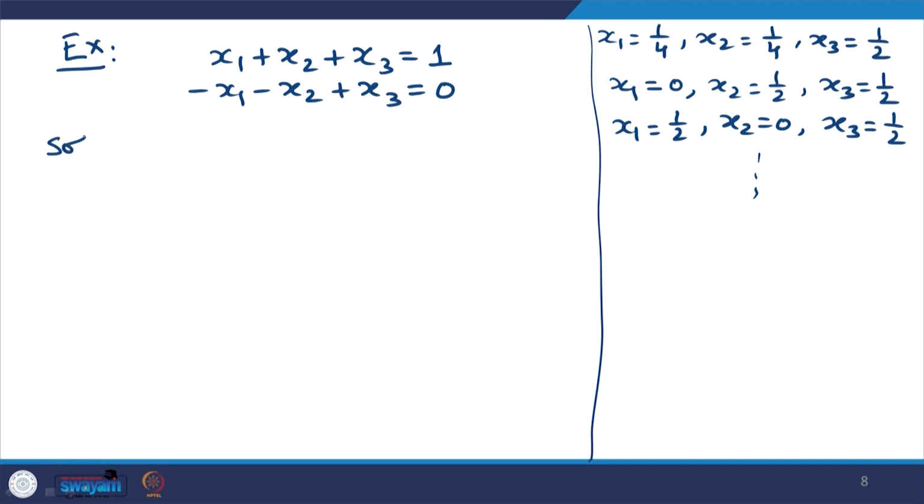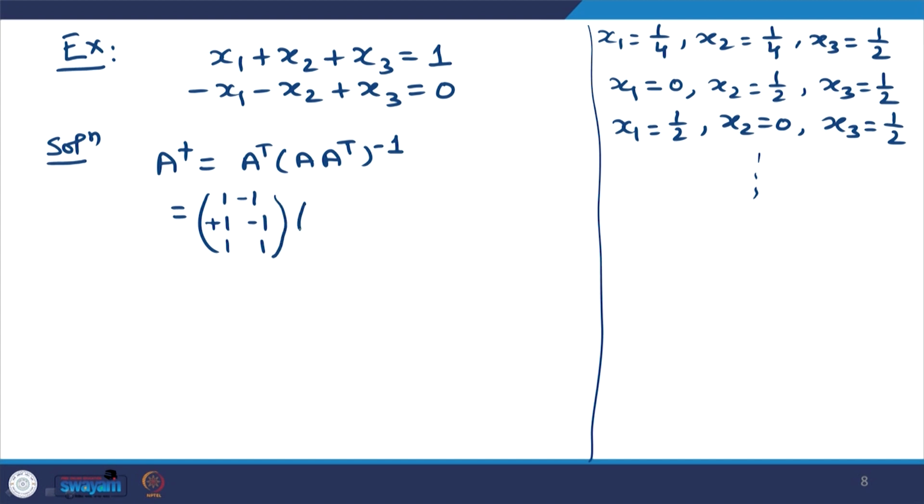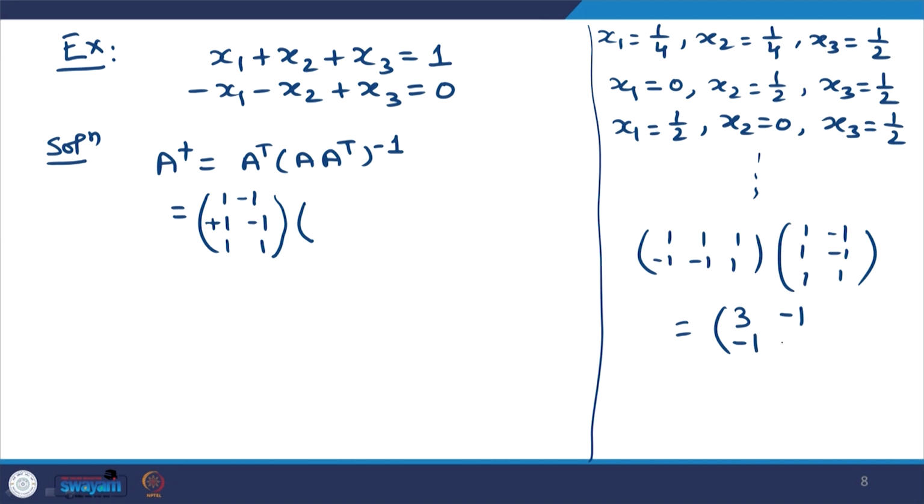So, again we will use whatever we have learned. I will calculate the pseudo inverse of A, that is A^T (A A^T)^(-1). Here A^T will become [1 -1; 1 -1; 1 1]. A into A^T will become [1 1 1; -1 -1 1] into [1 -1; 1 -1; 1 1]. So, this comes out to be [3 -1; -1 3].